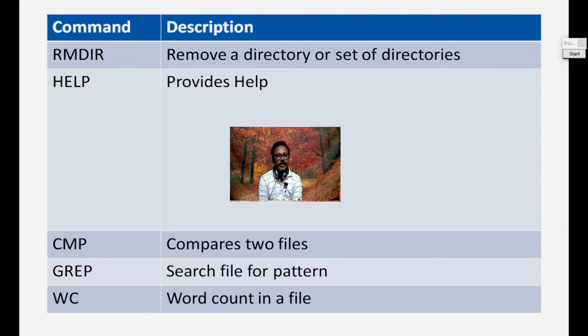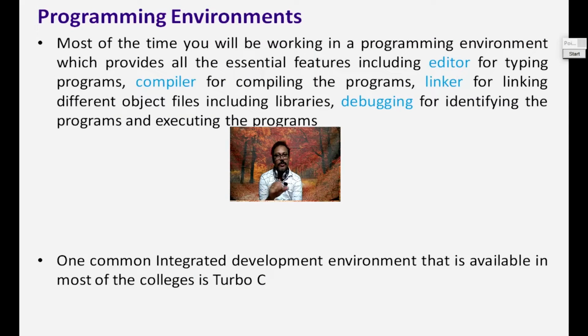Help provides help. cmp is for comparing two files, and grep is for searching a pattern. WC is for word count, the word count in a file. So this is just an overview of the commands, which may be useful to you if you really want to work in the command mode. Now, many people may not be interested also, so we are not going into the details. But knowing these commands will be useful to you. You can do many wonders using the commands, which you cannot do using a GUI.